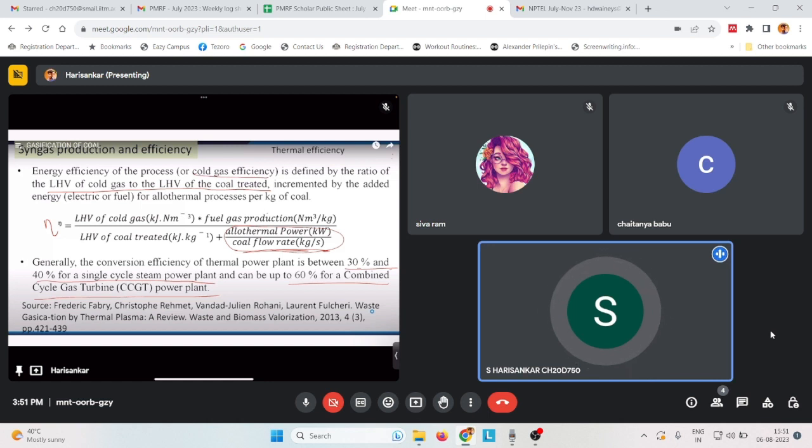So again, the conversion efficiency of the thermal power plant can be between 30 to 40% for a single cycle steam power plant. And if you use a combined cycle gas turbine power plant, which is basically a multi-cycle gas turbine, these are just different types of cycles that you can use in a thermal power plant. The more cycles that you are using for the steam or the gas turbine, the more efficiency you can get. So for a single cycle, 30 to 40% is the average number, and if you increase the cycle number, it can go up to even 60%.